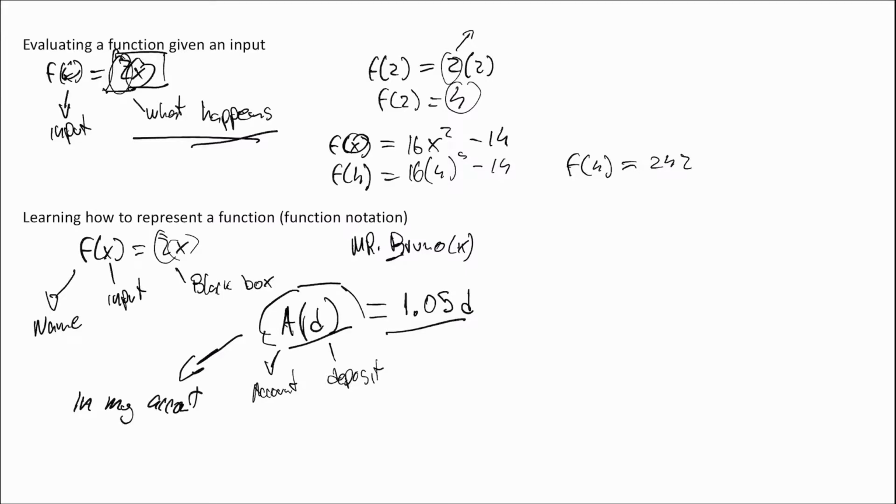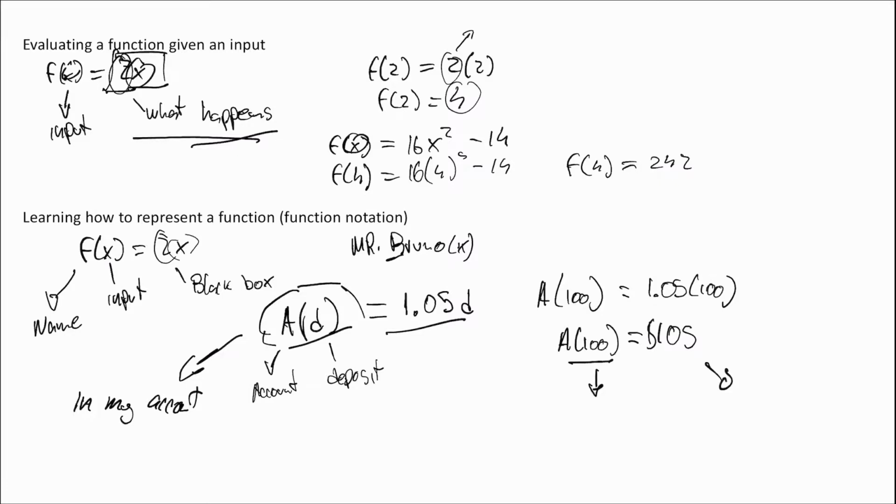account. So if I put in $100 in my account, A of $100, which will be my input, equals 1.05 times 100. So A of 100 will equal $105. So if I deposit 100, I will have $105 in my account. That is how you use function notation to solve problems.